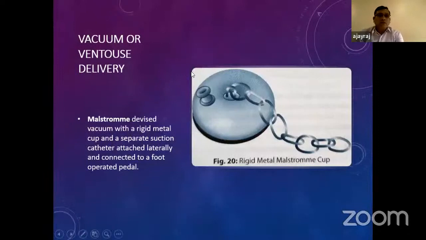Our next topic is vacuum or ventouse delivery. Malmstrom device: vacuum with a ring, rigid metal cup, and a separate suction catheter. We can see here, this is the ring, and there is a separate suction catheter attached laterally and connected to a foot operated pedal. This was the prime device.